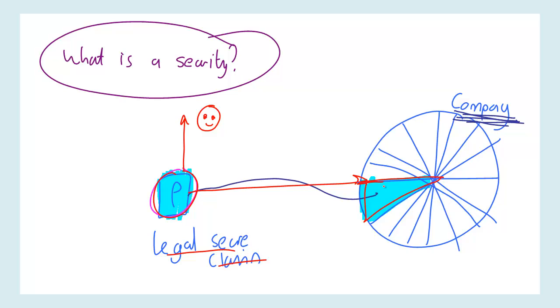Now let's get on to the other major kind of security. The other major kind of security is a bond. So what is a bond? Okay, well, where does a bond come from?